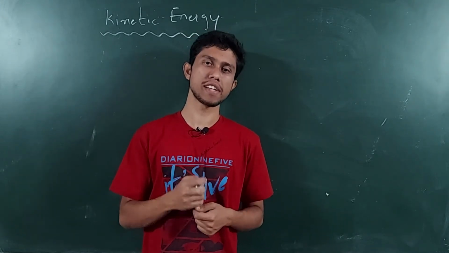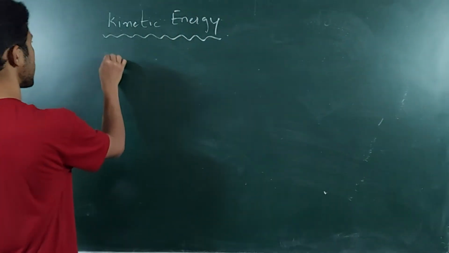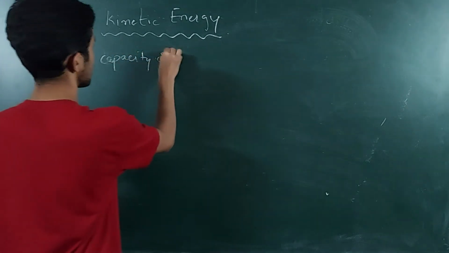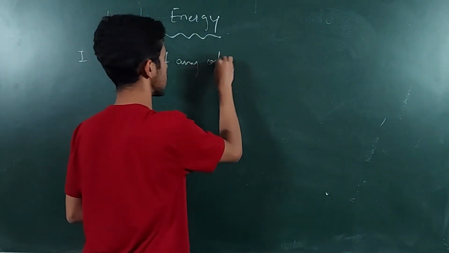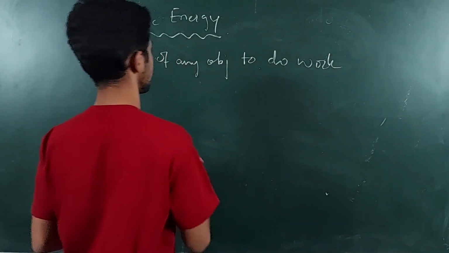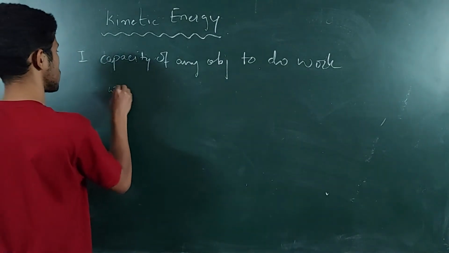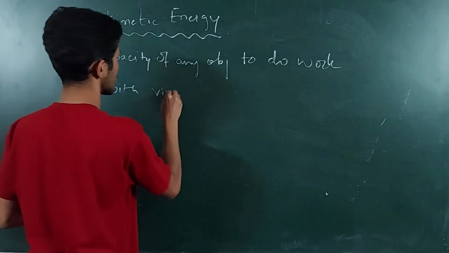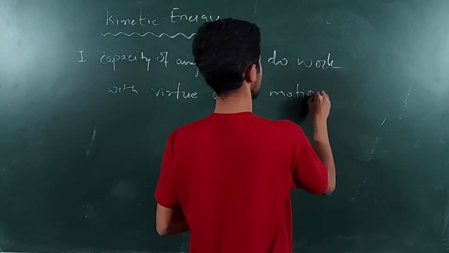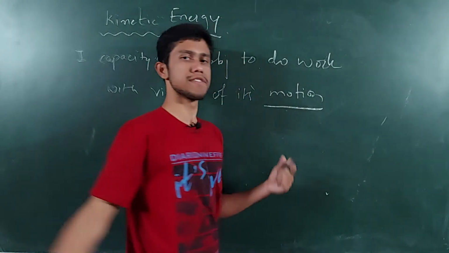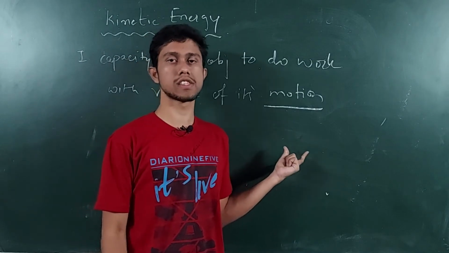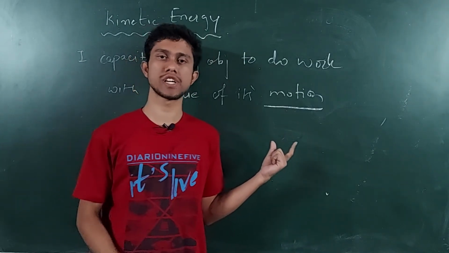Okay, so we will see what is kinetic energy. Kinetic energy is defined as the internal capacity of any object to do work by virtue of its motion. So this is a very important term, motion. This defines that kinetic energy is possessed only by those objects which are in motion, and it is not possessed by the objects which are at rest.